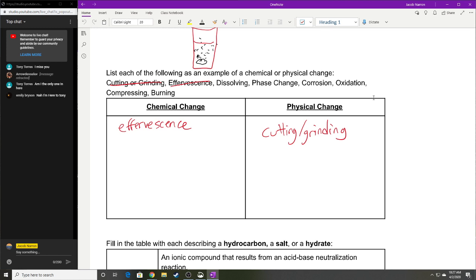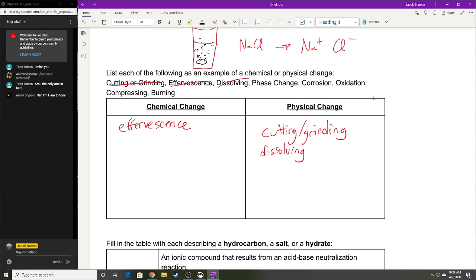Next one, dissolving. Dissolving, I would argue, is really just a physical change because you can undo it. For instance, if you have NaCl and you put that in water, it's still NaCl, it's just Na+ and Cl-. But it's still there. But then again, a bond was broken. So honestly, if you wanted to put dissolving in the middle, that's fine. I think I'm going to put it over here.